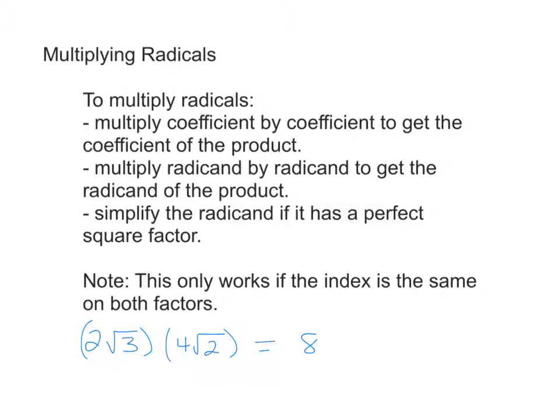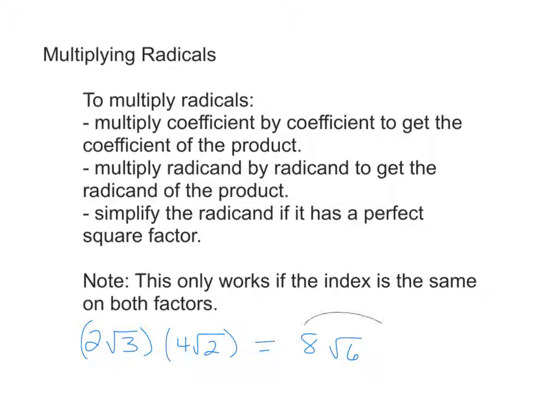So the radicands are 3 and 2. 3 times 2? 6. So it's 8 root 6. That's it. Except simplify the radicand if it has a perfect square factor, which this one doesn't, right? 6 doesn't have a perfect square factor. So that's it, that's done.